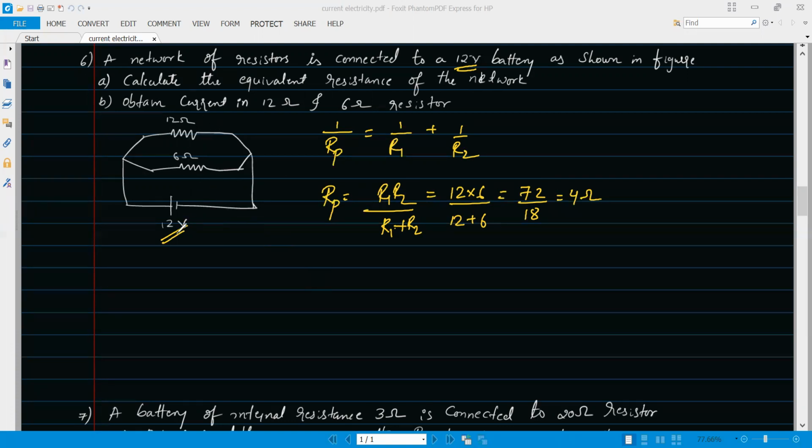Now where did we connect this 4 ohm? We connected 12 volt. So let us first calculate the current. We can calculate the net current. I is equal to V divided by net resistance, that is Rp. So this is nothing but 12 divided by 4, so this current is 3 ampere. The total current in the circuit is 3 ampere.